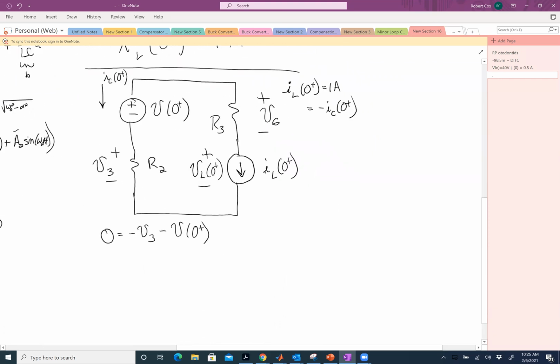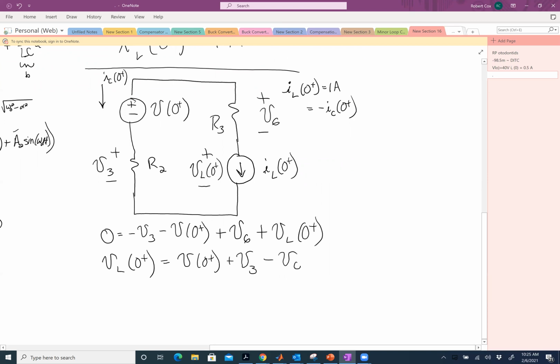So minus V3 minus V of 0 plus V6 plus VL of 0 plus. Just go around that loop. Now my goal is to figure out VL of 0 plus. So I can see here that VL of 0 plus would have to be equal to V of 0 plus plus V3 minus V6.